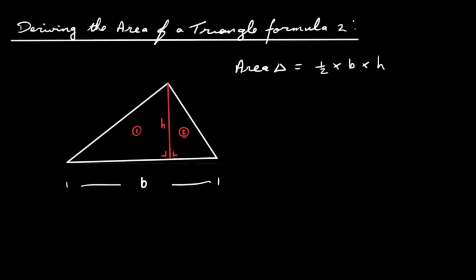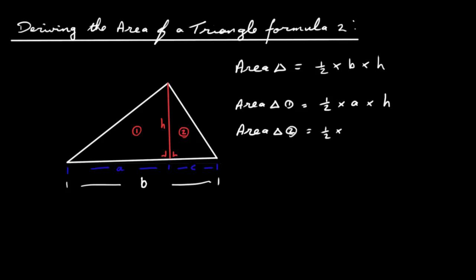Now also I'm just going to identify the base of each of these triangles. So this is base, let's say A, and we call this base C. Let's find the area of each of these right angle triangles. So the area of triangle number 1 is just going to be half times its base, which is A, times its height, which is H. The area of triangle number 2 is just going to be half of its base, which is C, times its height, which is H.